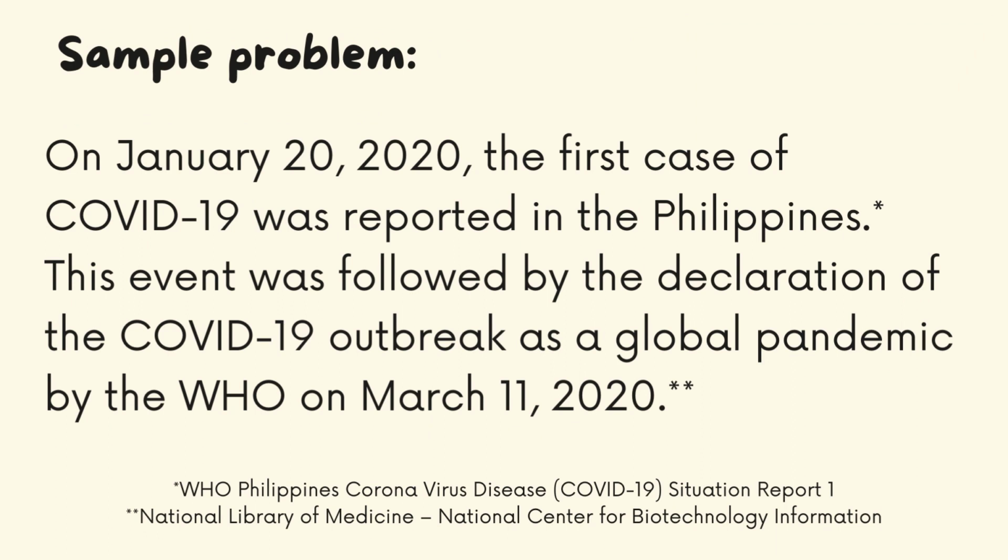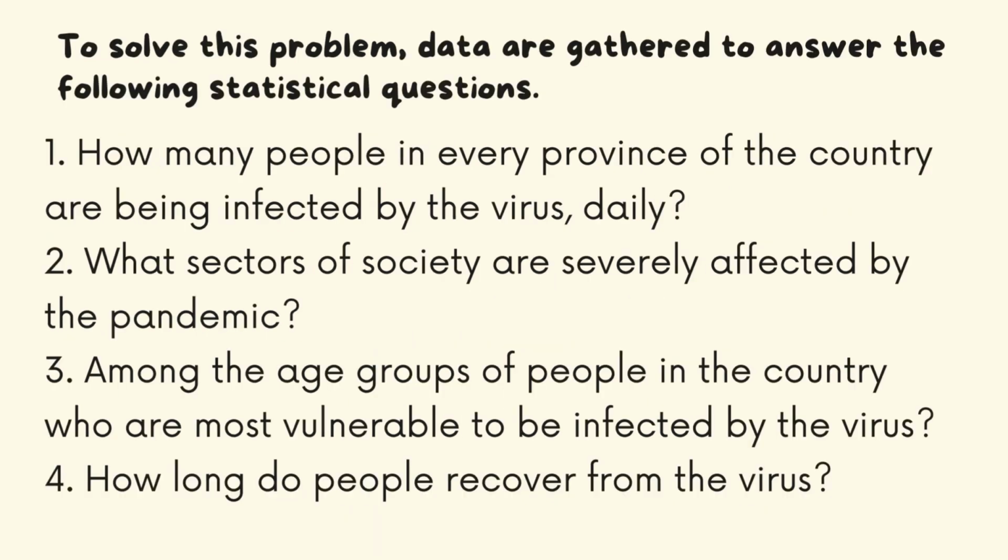Sample problem. On January 20, 2020, the first case of COVID-19 was reported in the Philippines. This event was followed by the declaration of the COVID-19 outbreak as a global pandemic by the WHO on March 11, 2020. To solve this problem, data are gathered to answer the following statistical questions. 1. How many people in every province of the country are being infected by the virus daily? 2. What sectors of society are severely affected by the pandemic?